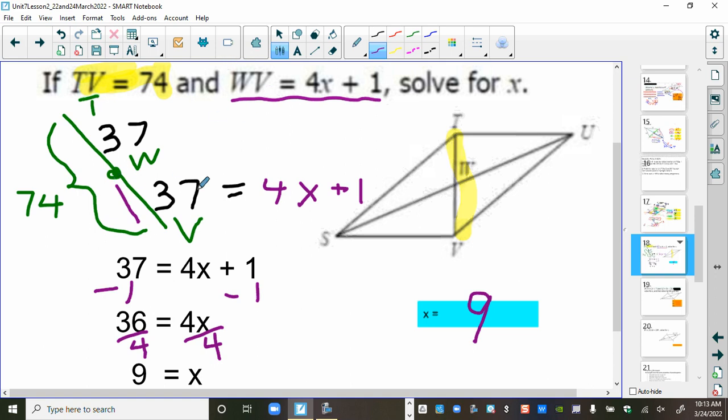So again, the key is you have to look at what's given and what you need to find. Now, the nice thing was we knew W was a midpoint, and that made our lives very easy. I'm just going to write midpoint. All right, questions?